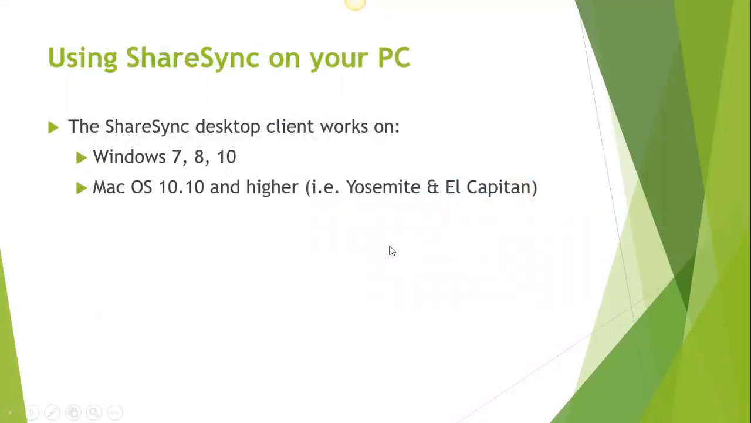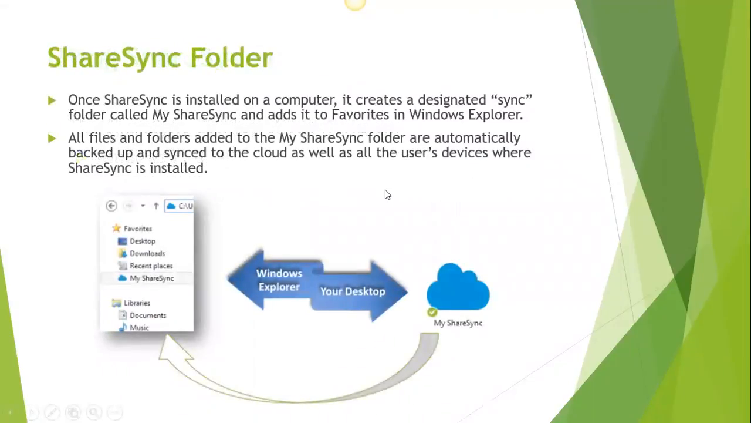The ShareSync desktop client works on Windows 7, 8, 10, as well as Mac 10.10 and higher. Once ShareSync is installed on your computer, it creates a designated sync folder called My ShareSync and adds it to favorites in Windows Explorer. All files and folders added to the My ShareSync folder are automatically backed up and synced to the cloud, as well as all the user's devices where ShareSync is installed.